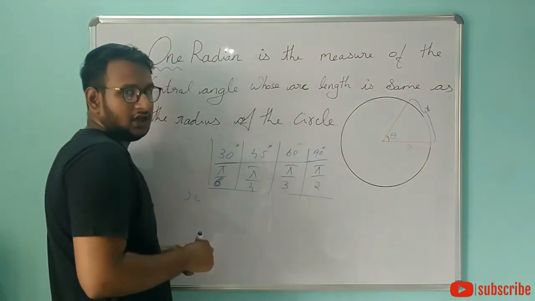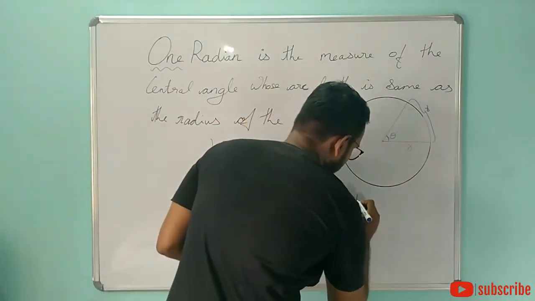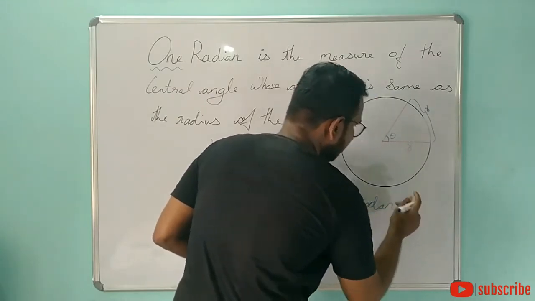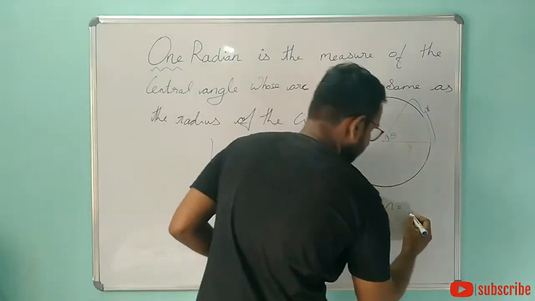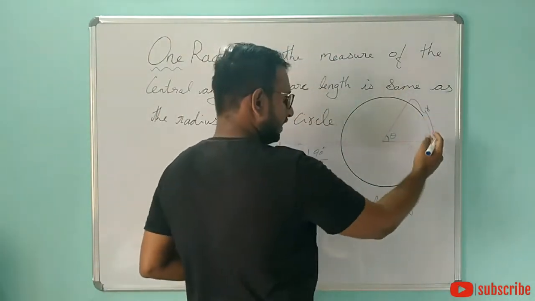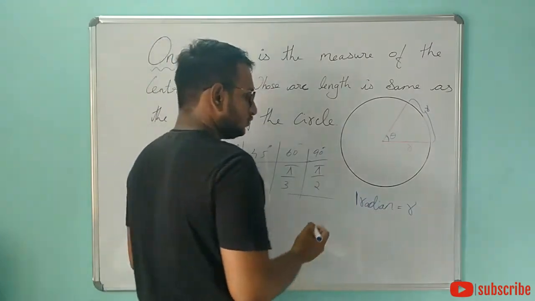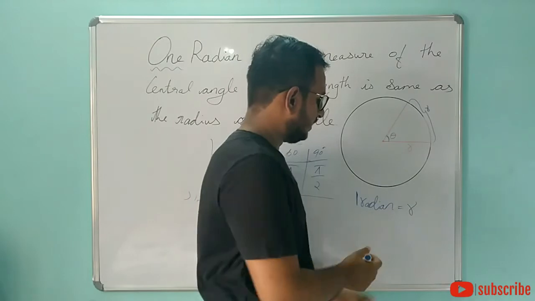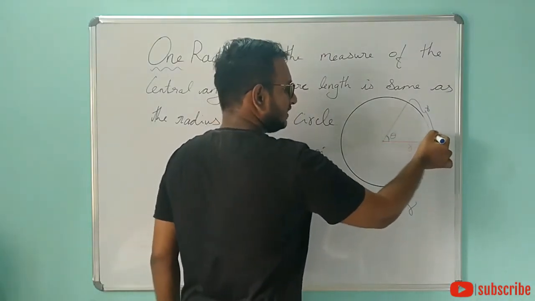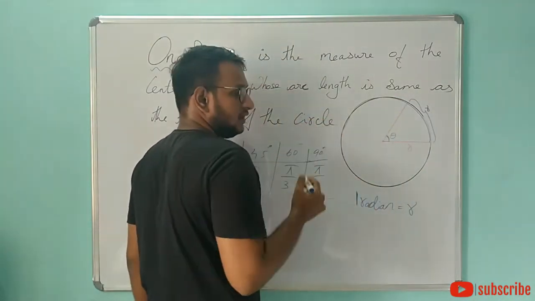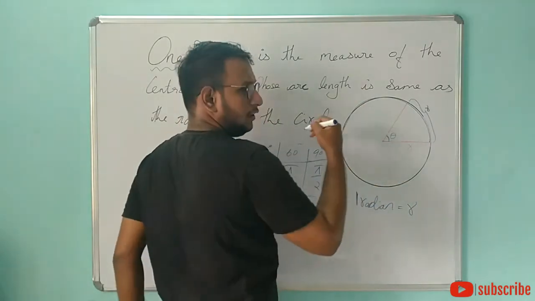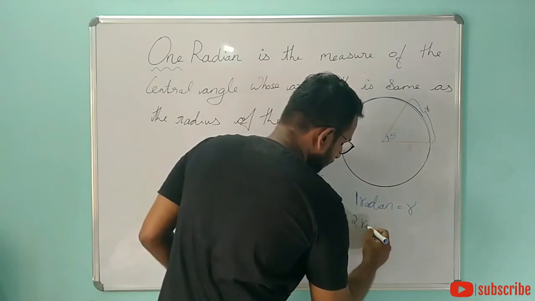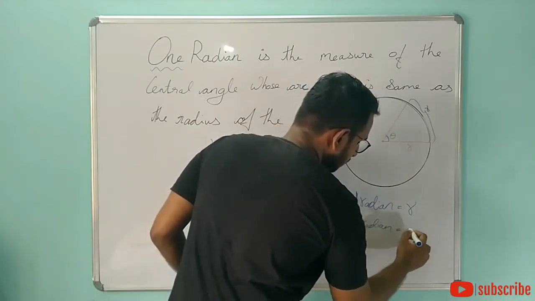If we use this definition, we can make it an equation. For 1 radian the arc length will be r. If we take the arc length from here to here, and assume the arc length to be 2r, then what will the radian be? It will be 2 radian. 2 radian corresponds to 2r.